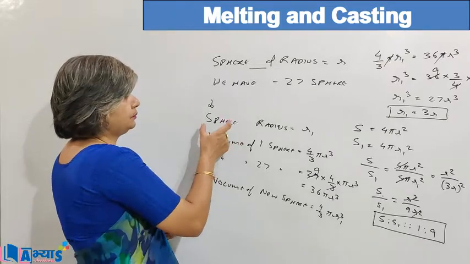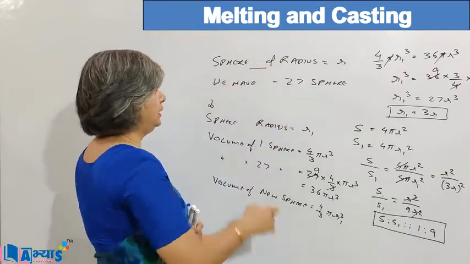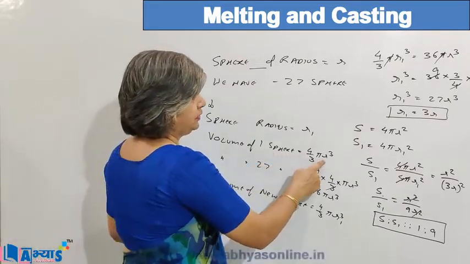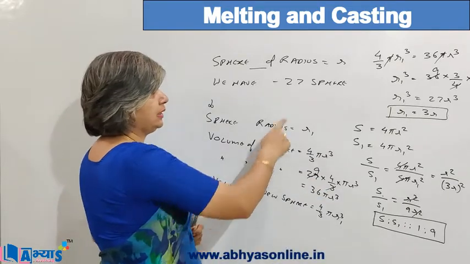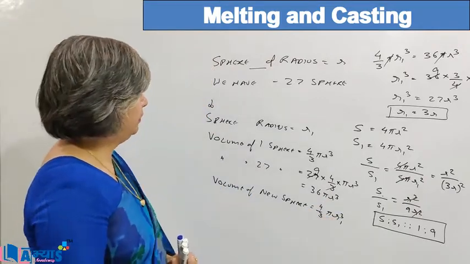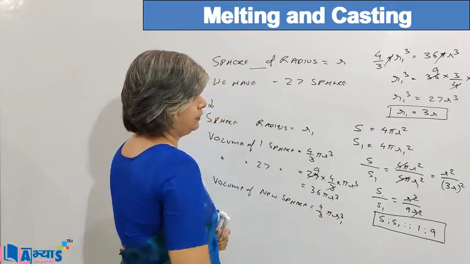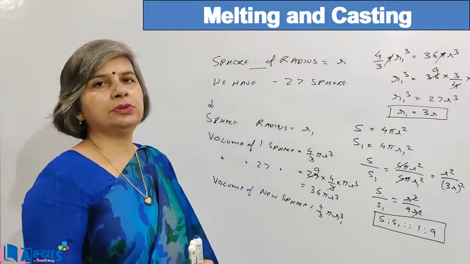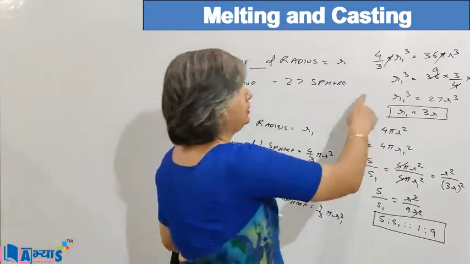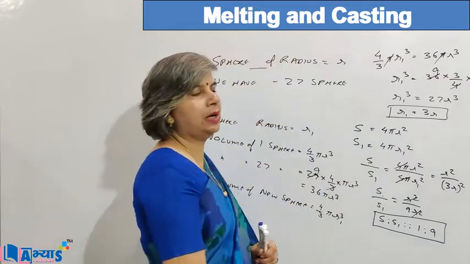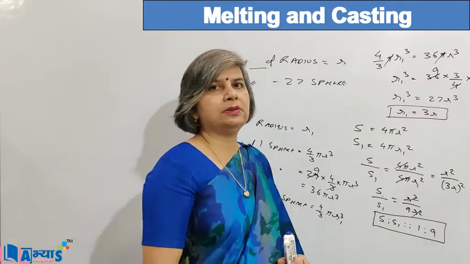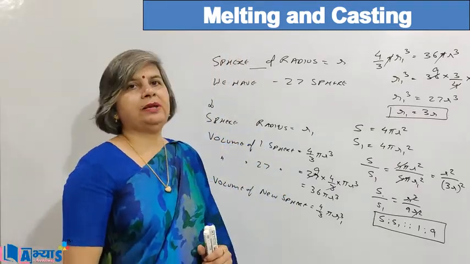I took the radius of the original sphere as r and the radius of the new sphere as r1. The volume of one sphere was 4 by 3 pi r cube. The volume of 27 spheres came out to be 36 pi r cube. The volume of the new sphere is 4 by 3 pi r1 cube. As the concept states, when we are melting and recasting, the volumes can be equated. So 4 by 3 pi r1 cube is equal to 36 pi r cube, and I found r1 equal to 3 times r.